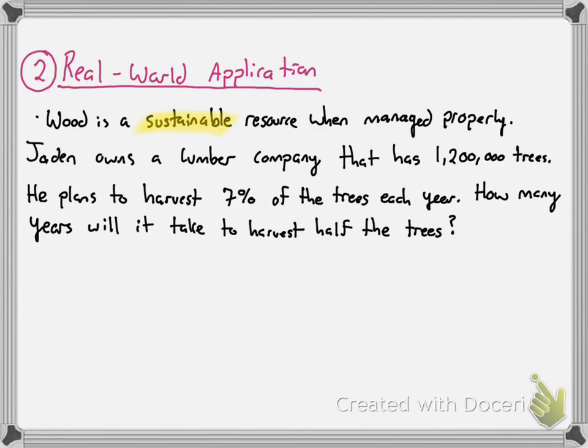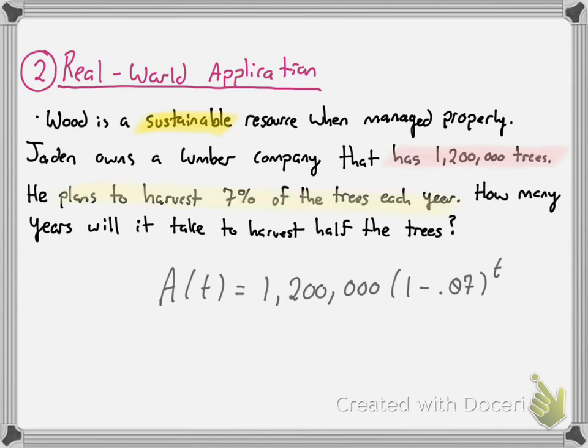In this example, I'm going to be using that growth and decay formula that we learned in 7.1, where I have my starting amount times 1 minus or plus my rate to the t power. Here, since we're harvesting trees, I'm going to be doing 1 minus that rate. Now I'm going to look at the information that they gave me and plug in what I know. My starting amount is 1.2 million trees, so I'm going to put that in for my A value. Next, they're telling me that my rate is to get rid of 7% of the trees each year, so I'm going to do 1 minus 0.07.